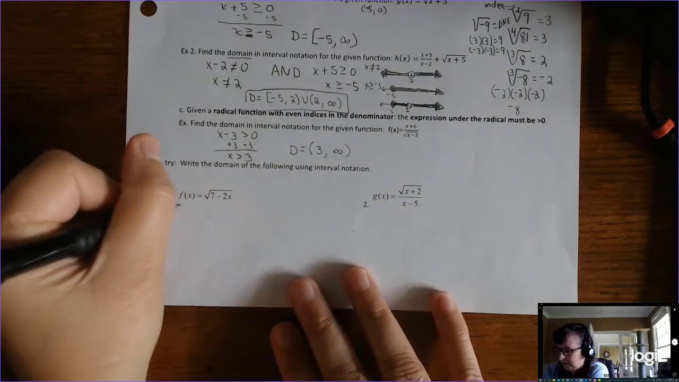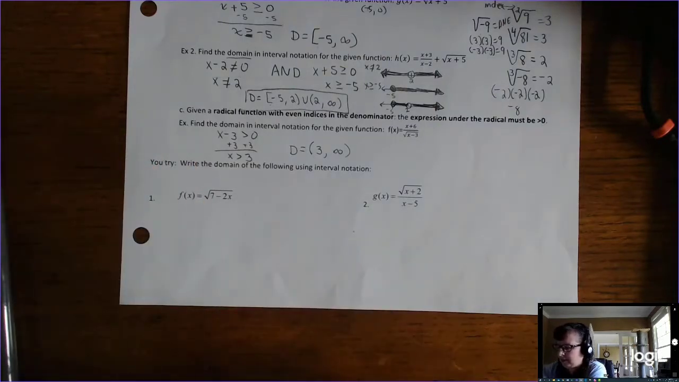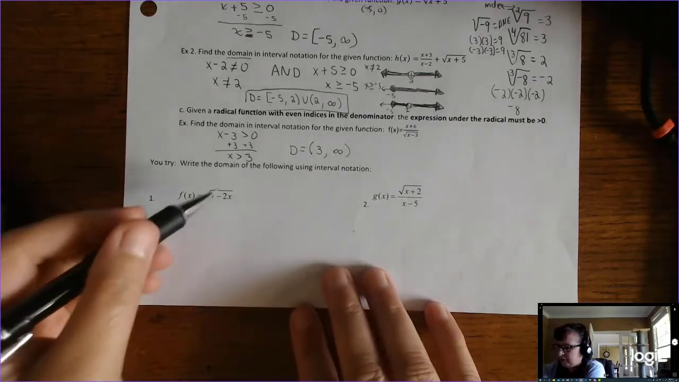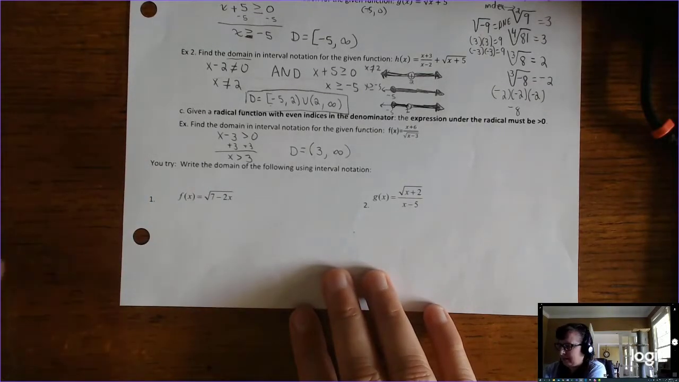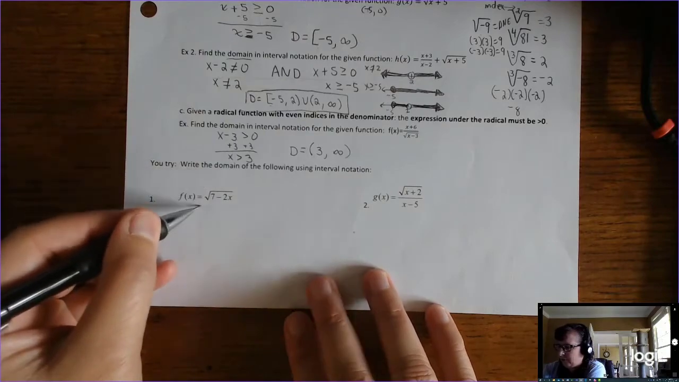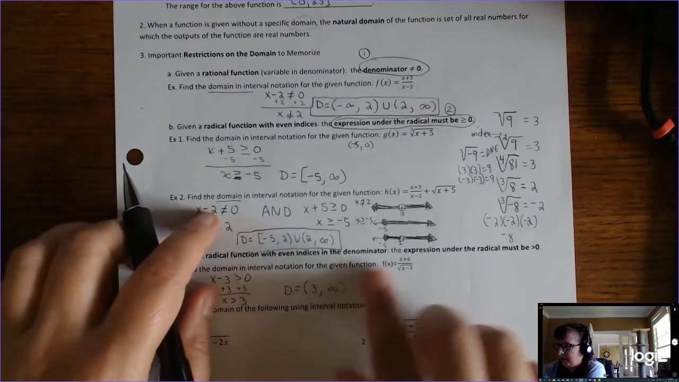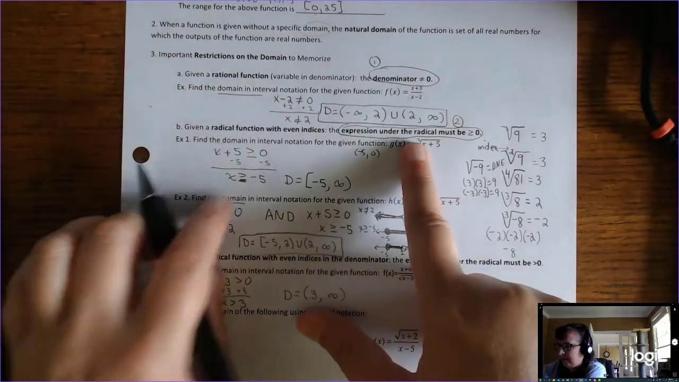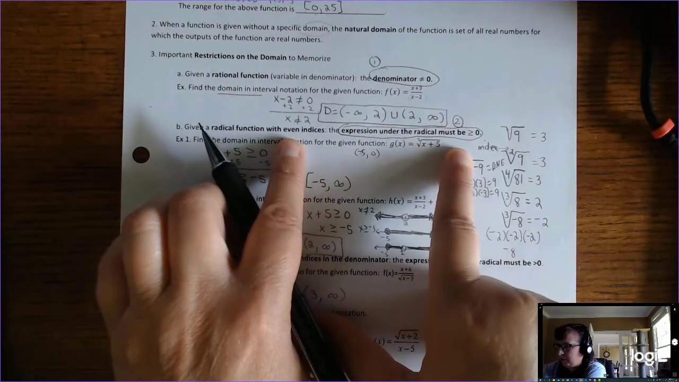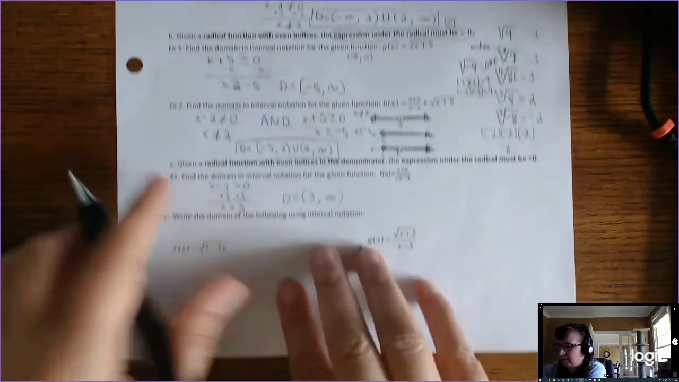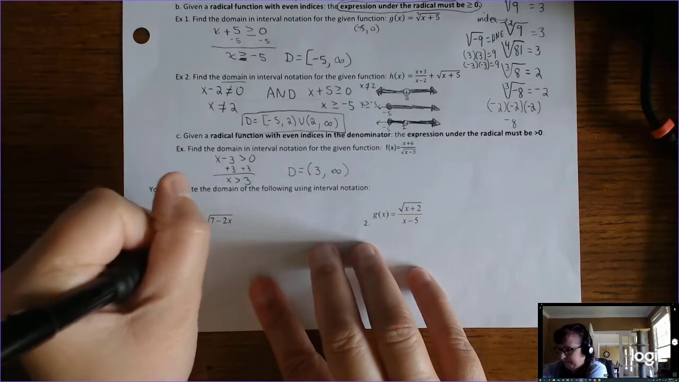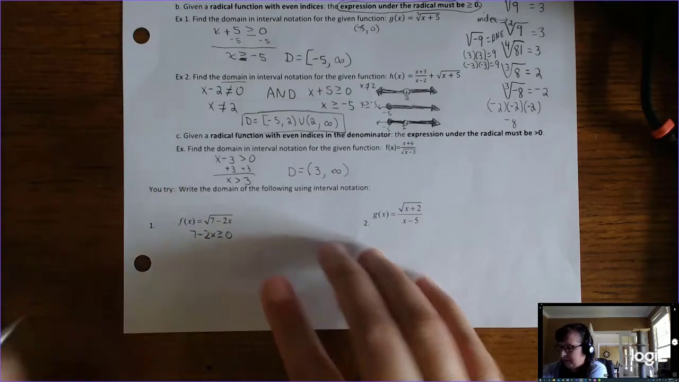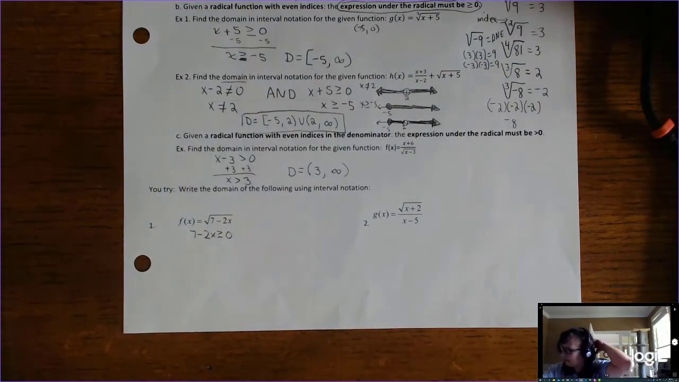So f of x is equal to the square root of 7 minus 2x. Well, I want to read the directions, and the directions are not to solve, they're to find the domain. So we have to do some analysis. So this is a radical function, and we have it memorized. Anytime you have an even index radical, what's under the radical has to be greater than or equal to 0. So I just write that down. What's under the radical is 7 minus 2x. It has to be greater than or equal to 0.